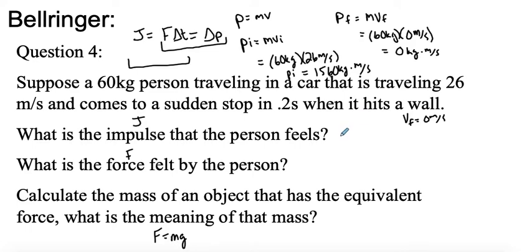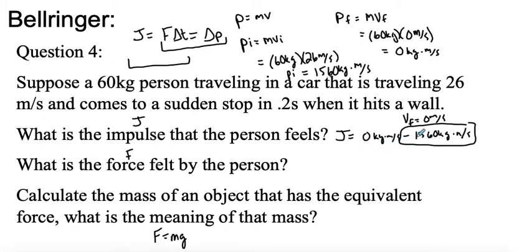Okay, so let's do impulse first. Impulse is going to be F delta T, or J, and that's going to be equal to the change in momentum. So we're just going to say J equals change in momentum, and that's final, 0 kilograms times meters per second, minus initial, 1,560 kilograms times meters per second. And we'll end up just getting the negative 1,560, right? 0 minus that would give me a negative 1,560.